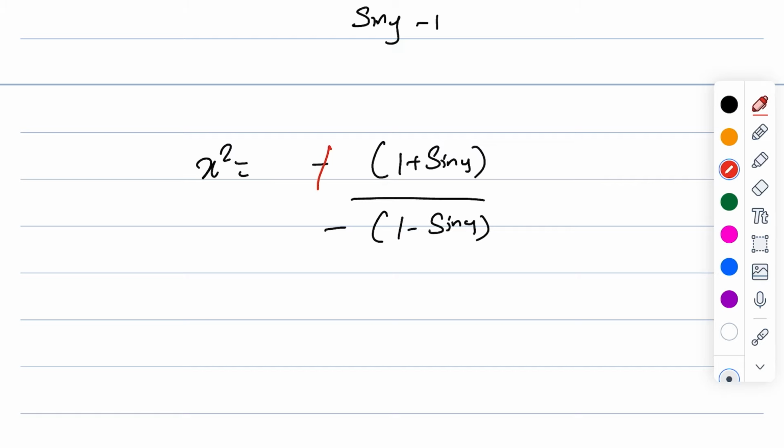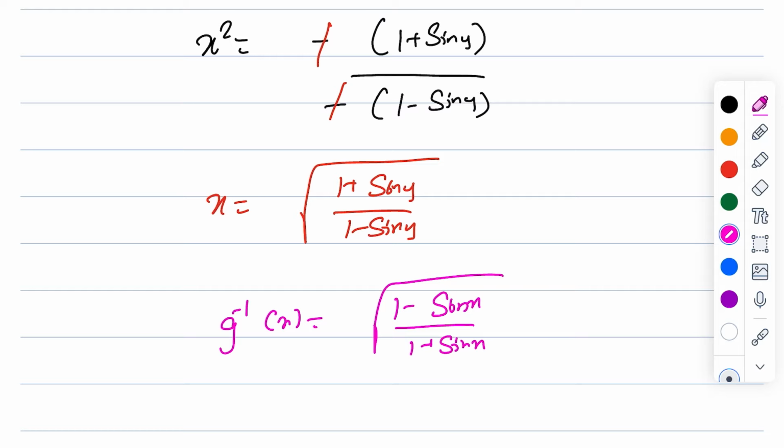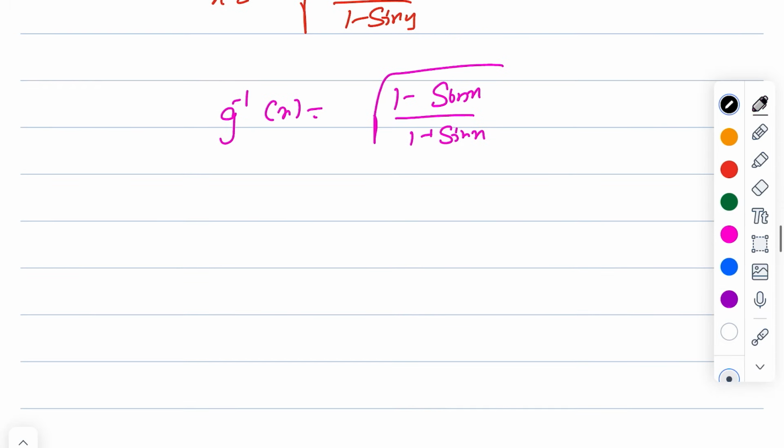Then minus minus cancel. So x equals the square root of (1 plus sine y) divided by (1 minus sine y). So therefore g inverse of x will become the square root of (1 minus sine x) divided by (1 plus sine x). That is part D. Hence he is asking us to, in part E, find the domain of g inverse of x. What's going to be the domain?